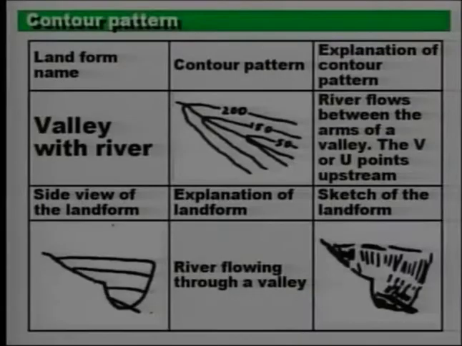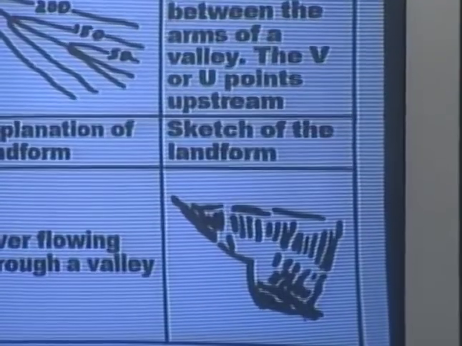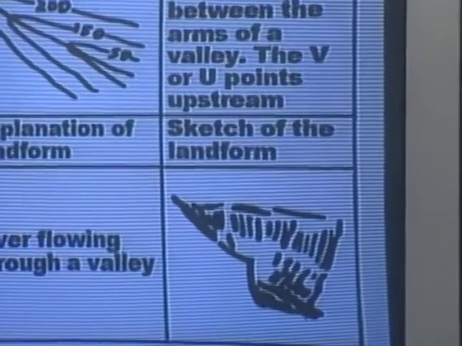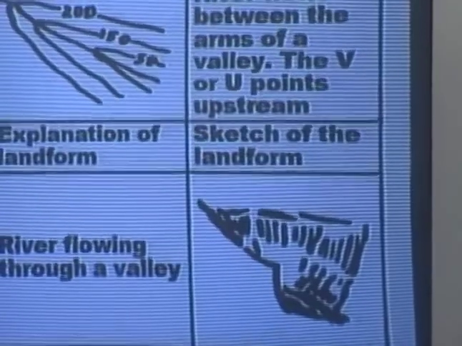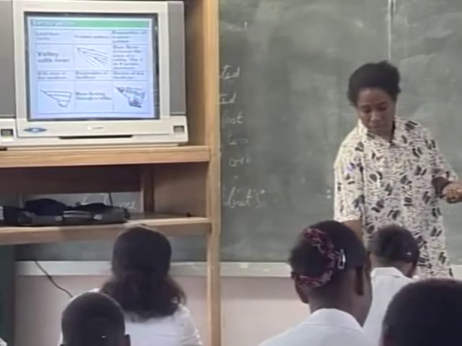A side view of this particular landform, the valley with a river, is what it would look like from the side. The river flows here between the two spurs. A sketch of the landform would look something like this, as shown on the monitor and also what you have made note of in your exercise book. I think that's straightforward. We'll move on to the next landform.